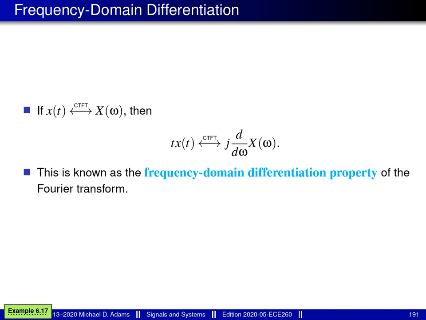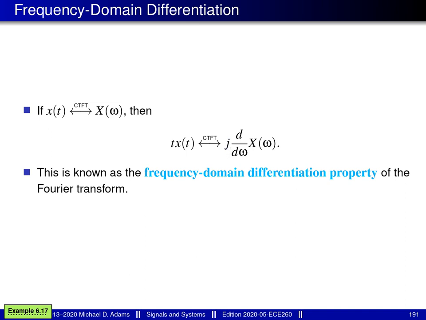The next property of the Fourier transform that I need to introduce is the frequency domain differentiation property. And what this property says is the following. If we have a function little x with the Fourier transform big X, then multiplying little x by the independent variable t has two effects on the Fourier transform. The first effect is that the Fourier transform is differentiated, in other words a derivative operation is applied to the Fourier transform. And secondly, the Fourier transform is multiplied by the constant j.